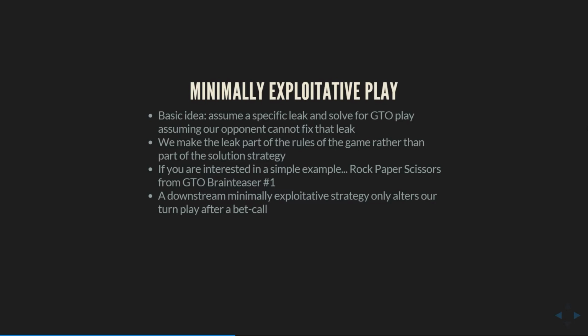Full minimally exploitative play would also alter the things that happen beforehand. It would alter our c-betting range to compensate for the fact that our opponent's going to call too much. So, presumably we bluff less and value bet more. And obviously, full minimally exploited play is always going to win more against a leak than downstream minimally exploited play. In games like poker, I think it's always better to use the full minimally exploitative strategy. In some games where you have more complete information, it might make sense to wait until you actually see your opponent make a mistake before you start to minimally exploit it. I don't think that applies to poker.